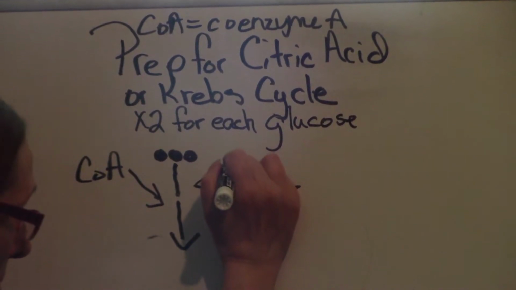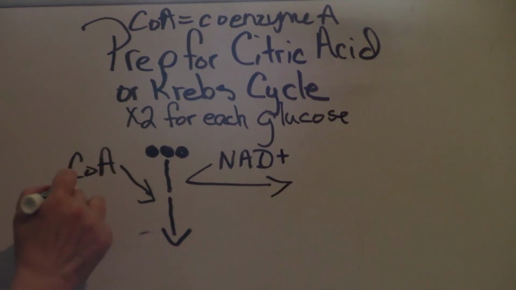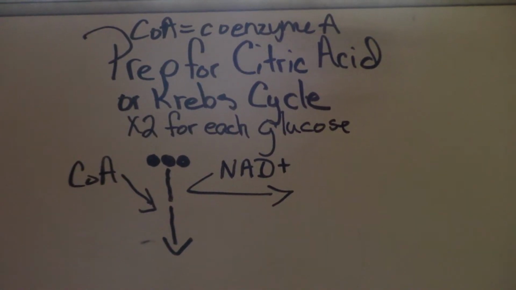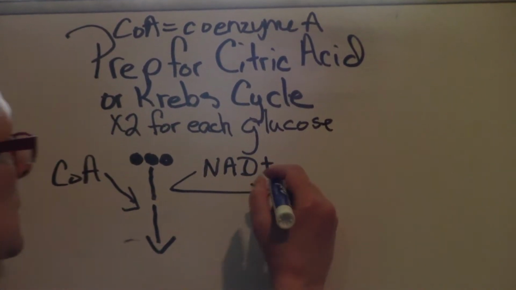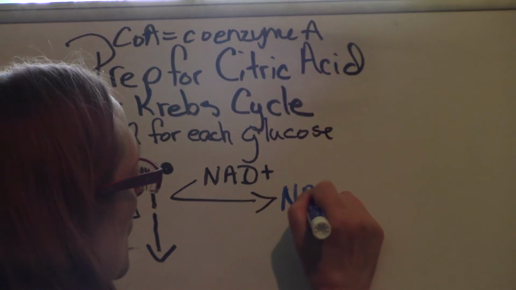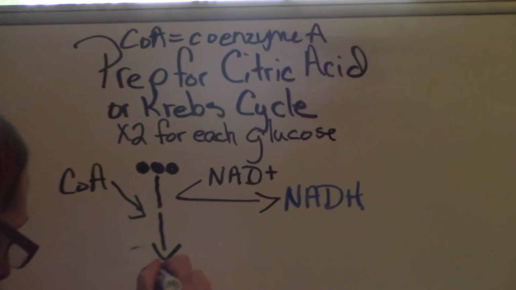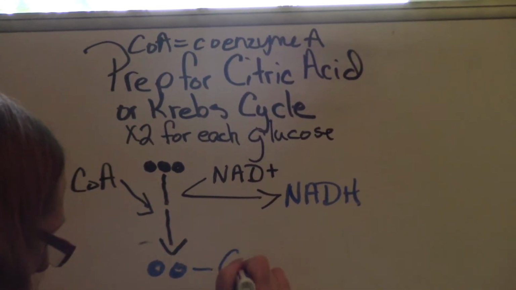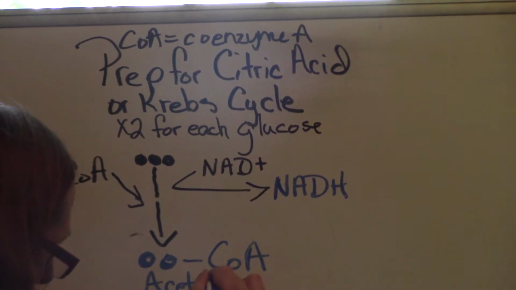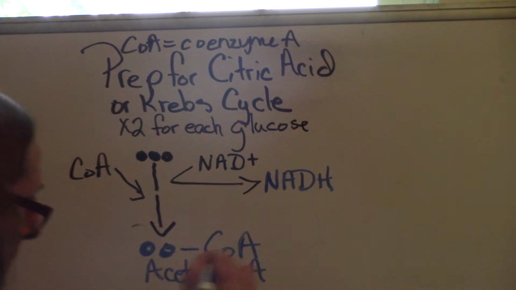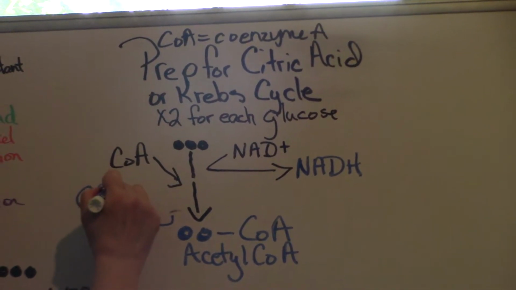Okay, notice my arrow. I start with an NAD. So I start with pyruvate, coenzyme A, and NAD. What do I get? NADH. This is acetyl CoA. Acetyl CoA. And CO2.